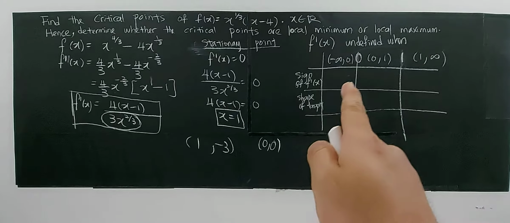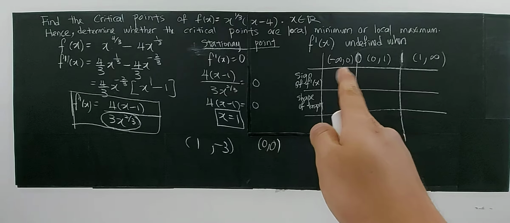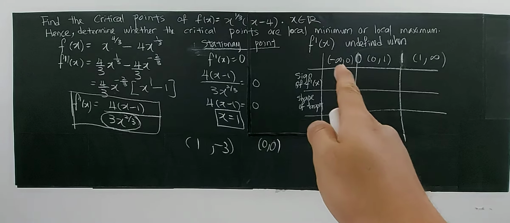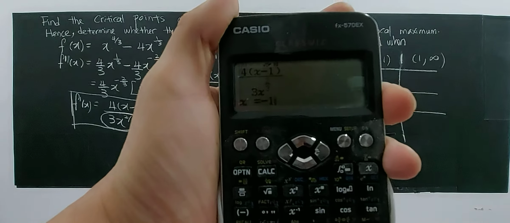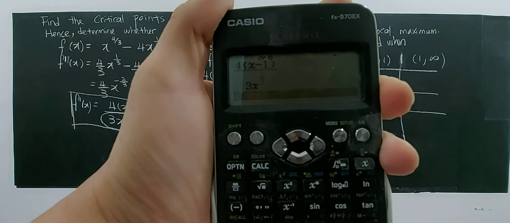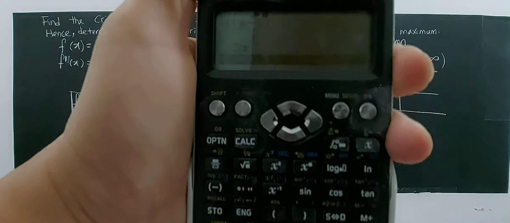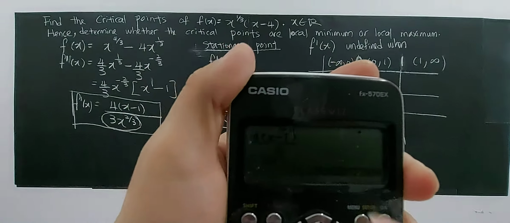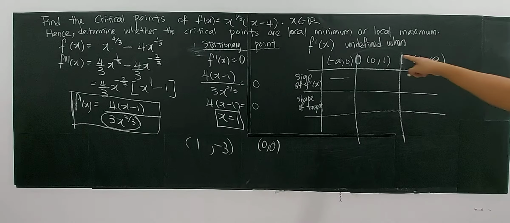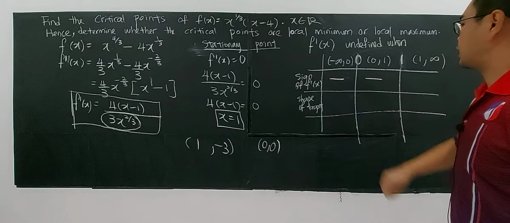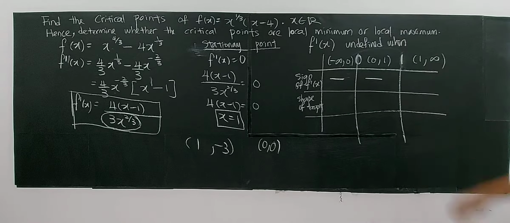When I calculate, choose a number, don't choose 0, choose a number less than 0. You can choose negative 1 if you want. Then you calculate, and you're getting a negative number for this case. Between 0 and 1, you can choose 0.5. Calculate, and you're getting a negative number also. Can you see that? So it means that this point is very different.